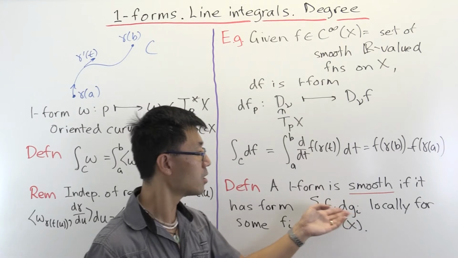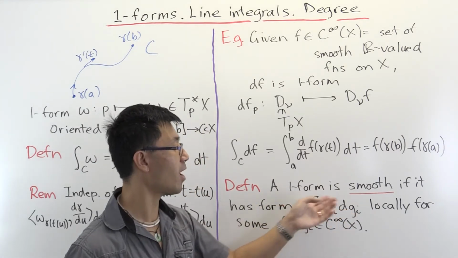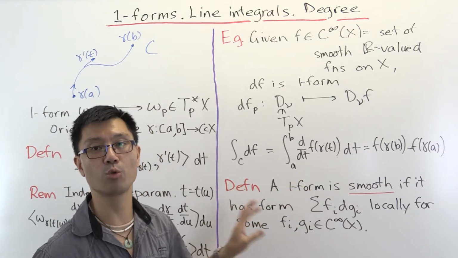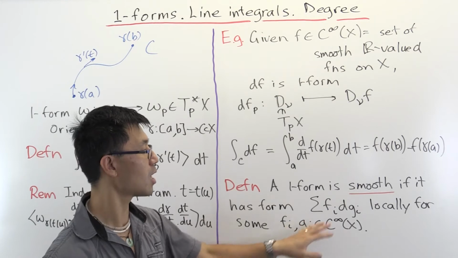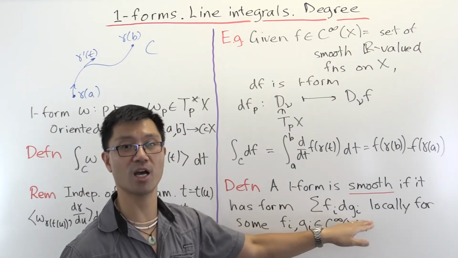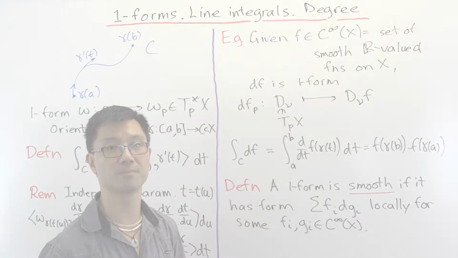And similarly, you can take sums of these sorts of things. And if these f_i and g_i are smooth functions, then this is what's called a smooth one form. So smooth one forms are those which locally have this form. They're the sum of f_i dg_i, where the f_i and the g_i are both smooth functions.